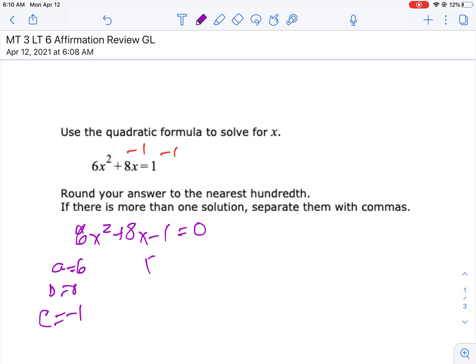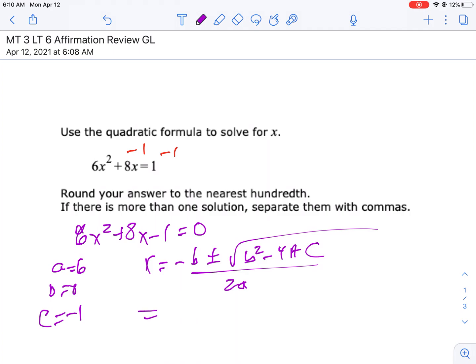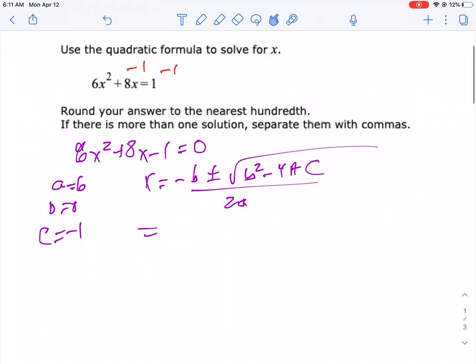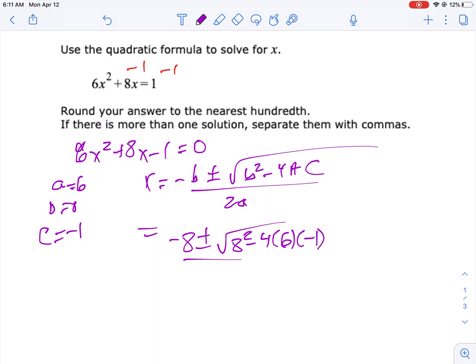So now we know x equals, by our quadratic formula, negative b plus or minus the square root of b squared minus 4ac all over 2a. Now let's just simplify. We're just going to substitute our numbers in. So b is 8, so we have negative 8 plus or minus 8 squared minus 4 times 6 times negative 1 all over 2 times 6.